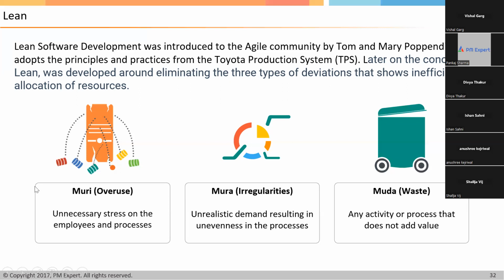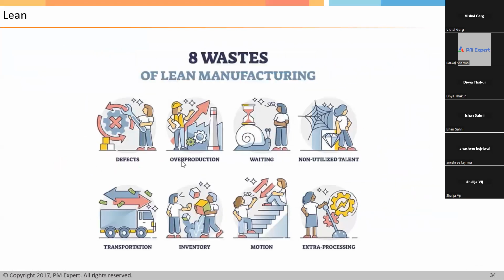Muri means overburdening or unnecessary stress on people or machines. So these are the three important areas that we are going to streamline: Muda, Mura, and Muri. Now, in order to understand what is Muda, what is Mura, and what is Muri, I'll take a very, very simple example in front of you.